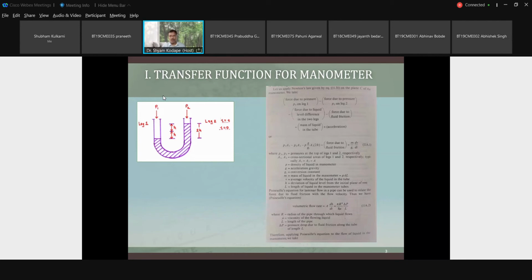So the third force is the force due to the liquid level difference in the two legs, and where will it be pointing? It is pointing downward, and downward means it is opposite to the motion of liquid. Is this clear? Therefore, it is negative. Force due to liquid level difference. Okay, agree? Students, is this okay?